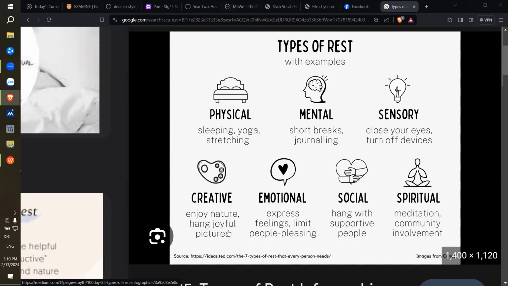And also creative rest. For example, you can go out, enjoy nature, hang joyful pictures, and you don't have to worry too much about what you have to write, or what you're going to create next.